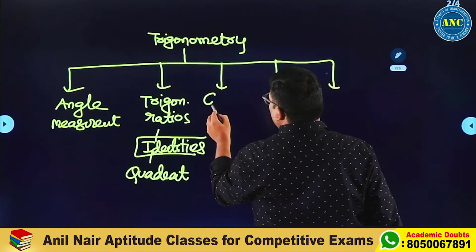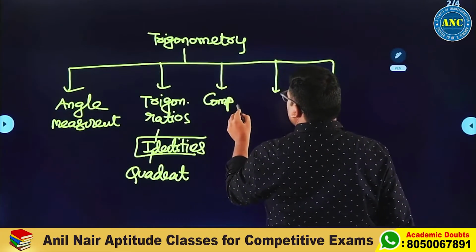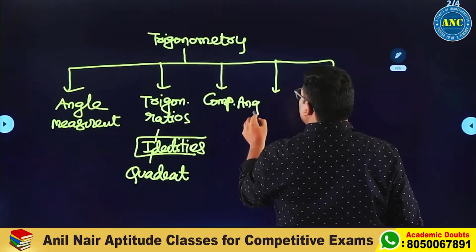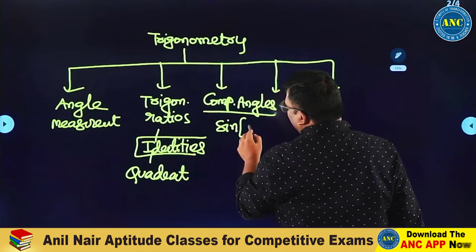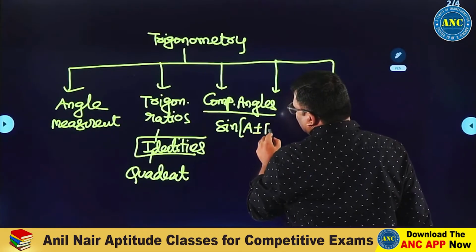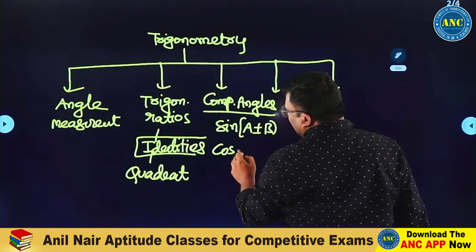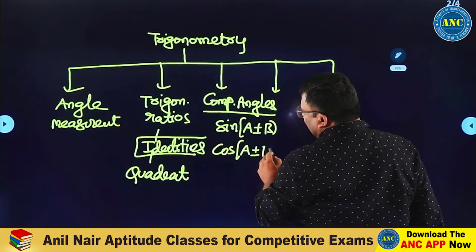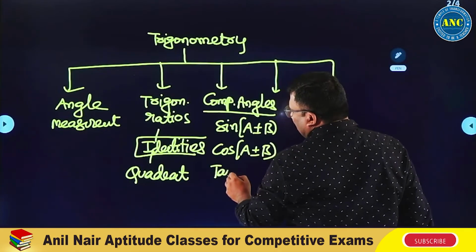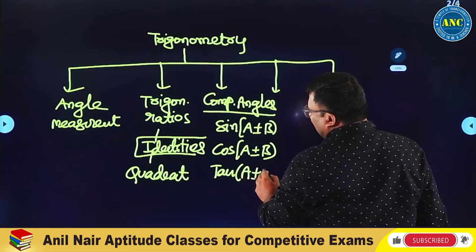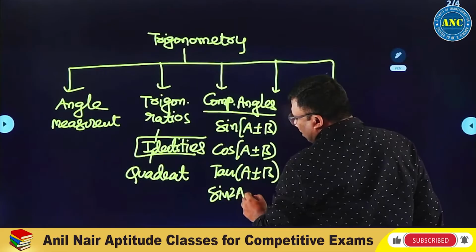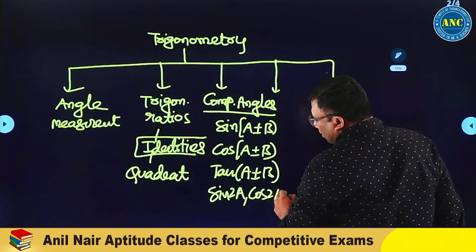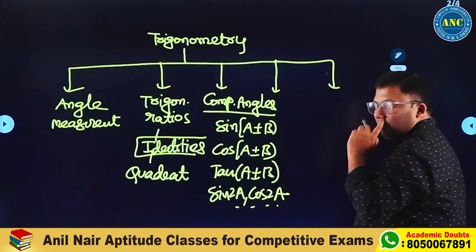Next one is compound angles. Everything related to a combination of compound angles. Sin A plus or minus B, cos A plus or minus B, tan A plus or minus B, cot A plus or minus B, so on and so forth. From these compound angles only, sin 2A, cos 2A, tan 2A, all that will come.